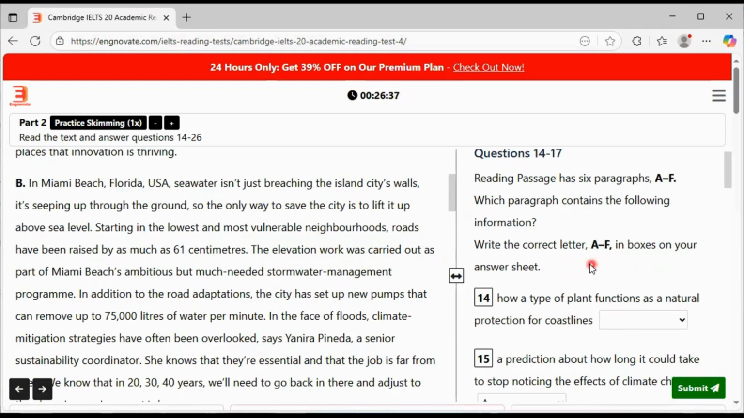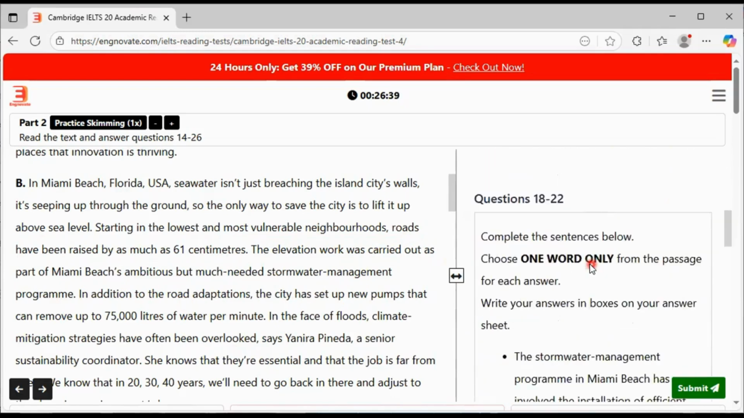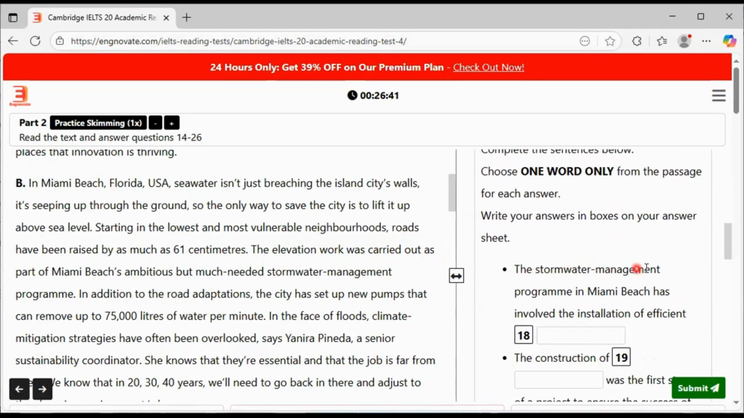Hold on. The stormwater management program has involved the installation of efficient, what? I've seen stormwater management program here. In addition to the road adaptation, the city has set up new pumps that can remove up to 75,000 liters of water per minute. In the face of floods, climate mitigation strategies have often been overlooked. Where is efficient here? Efficient something.